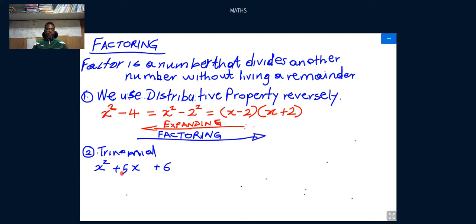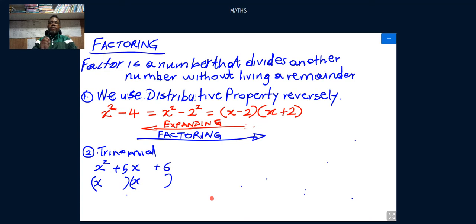First, we look at the exponent of the first term. It is squared. Therefore, I will open brackets. This tells us x will replicate itself. So we have two x's. There you go.